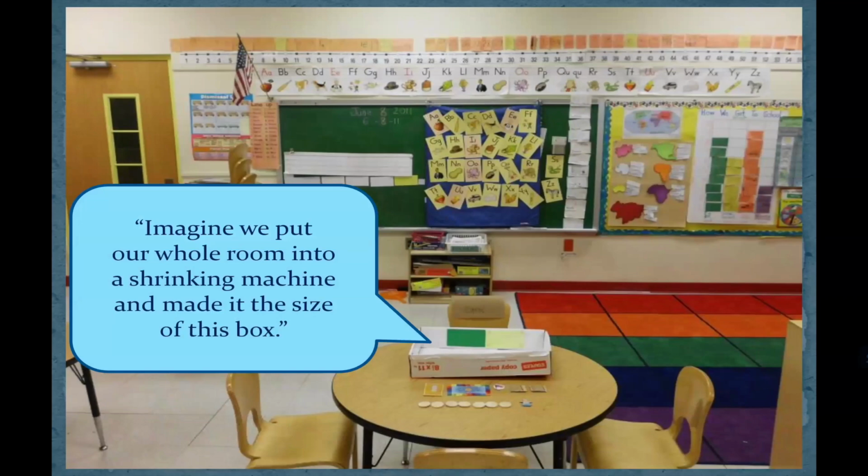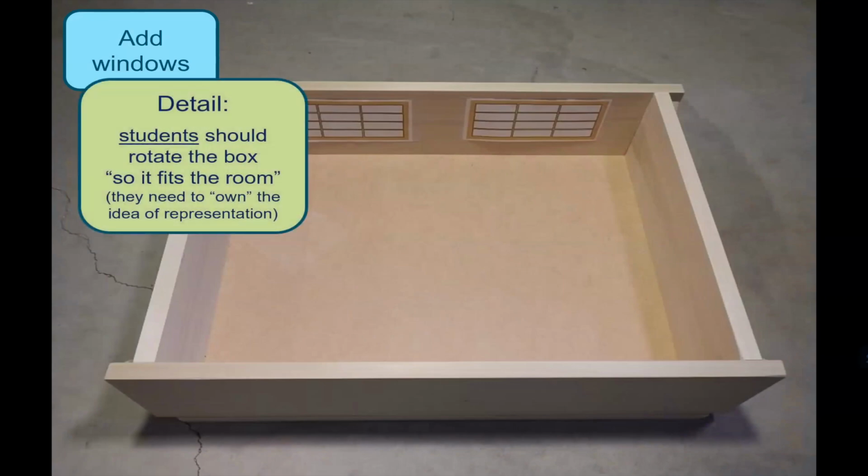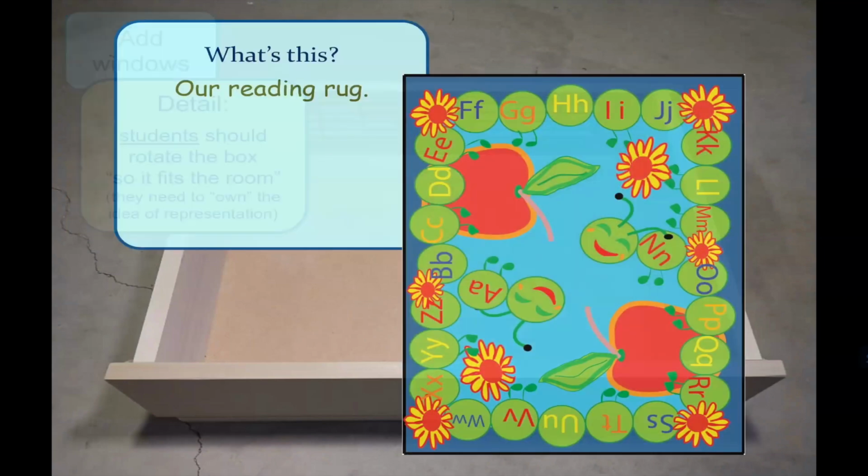Imagine that we put our whole room into a shrinking machine and made it the size of this box. And add the windows to the box before you lay it on the table there, and then have the students rotate the box so that it fits the room, so that the windows in the box are on the same side as the windows in the room. They need to own that idea of representation.